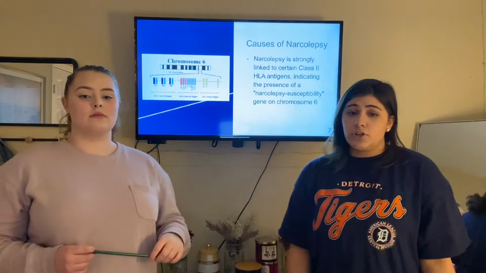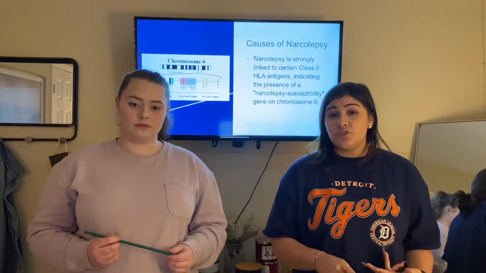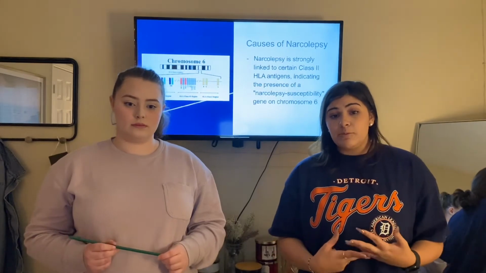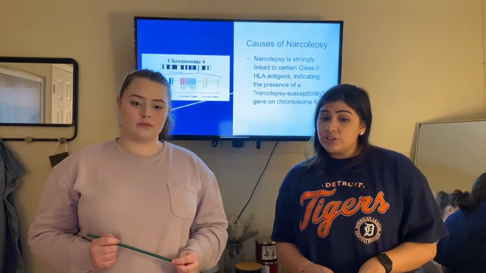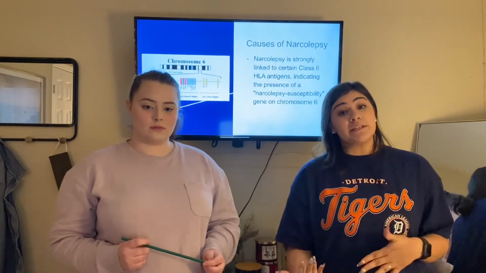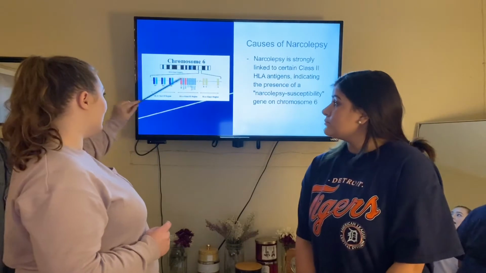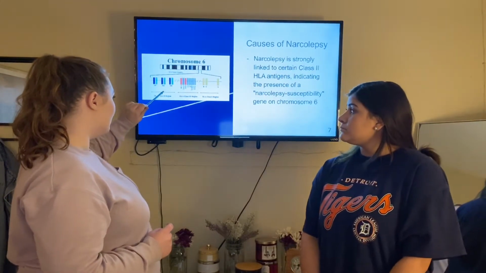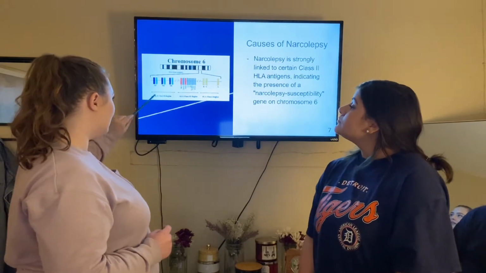So the causes of narcolepsy. Narcolepsy is strongly linked to certain class 2 HLA antigens, which indicates that a narcolepsy susceptibility gene is located on chromosome 6. This is chromosome 6, the structure, and then the structure of the class HLA regions, and you can see that class 2 is located right here.